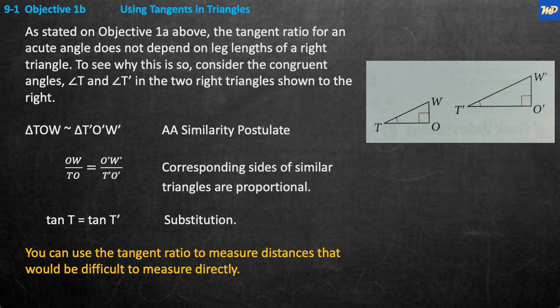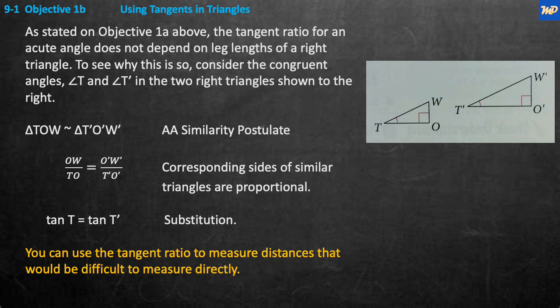Okay, objective 1B, it's the second slide for our objective 1, using tangents in triangles. As stated above in objective 1A, the tangent ratio for an acute angle does not depend on the leg lengths of a right triangle. To see why this is so, consider the congruent angles, angle T and angle T prime, in the two right triangles shown to the right.